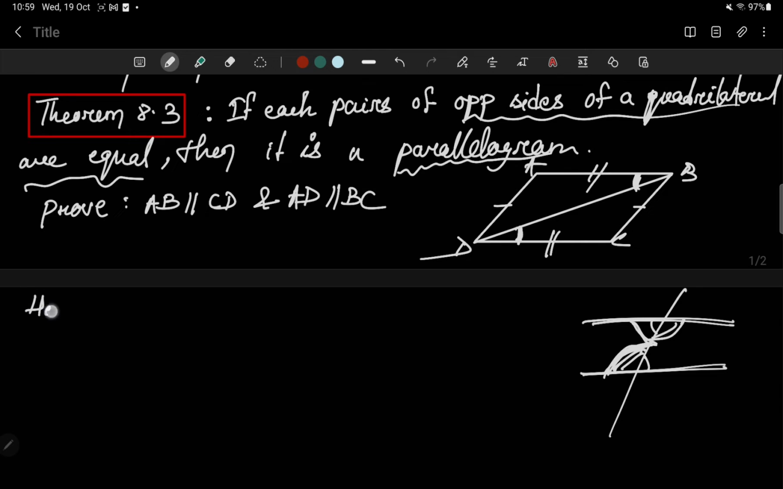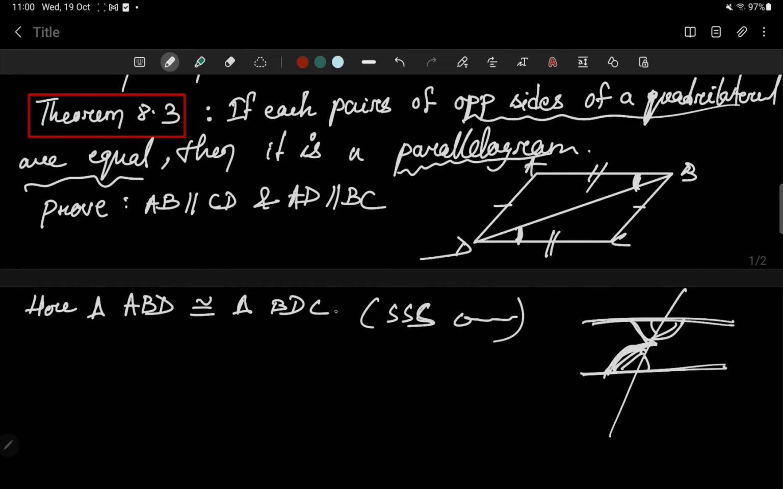Here triangle ABD is congruent to triangle BDC. How? It is already given that AB equals DC and AD equals BC. So using this, you can prove that ABD is congruent to BDC due to SSS congruency. So we prove that both the triangles are congruent. Hence angle ABD equals angle BDC.